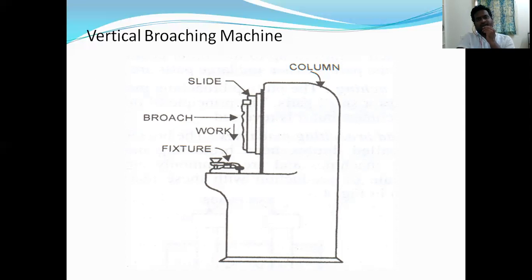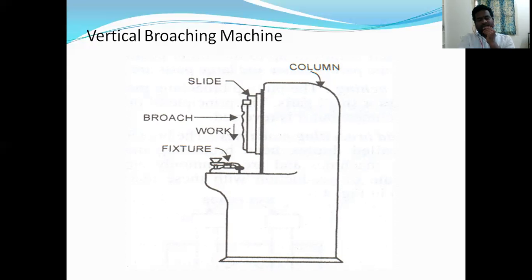Now coming to the vertical broaching machine, this was also discussed in yesterday's session, but in the ending session we learned only some things about it. Now we have started in detail from the first point onwards. In the figure itself, we observe the vertical broaching machine. What parts do we have to observe? Here it has a base, column, slide, broach, and fixture. The column is there because it is vertically operated, so every vertical machine has a column.